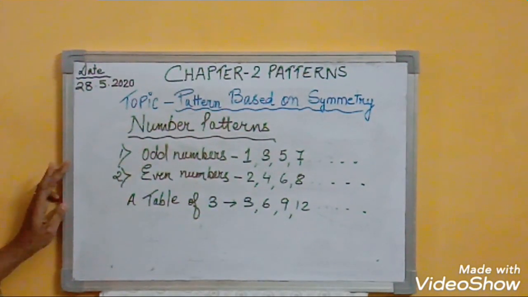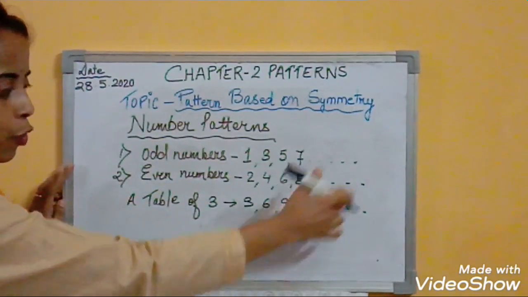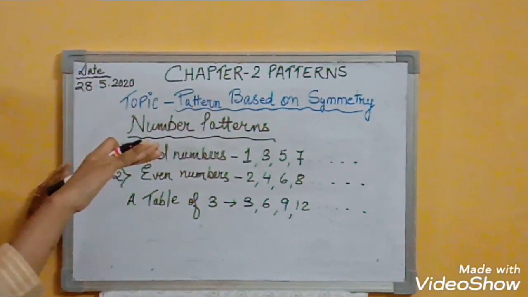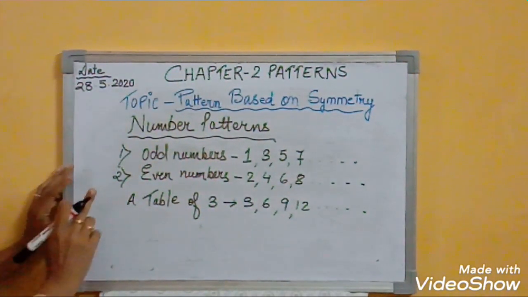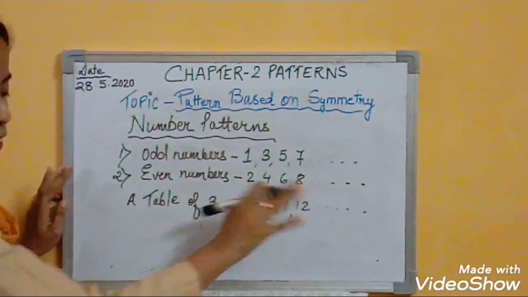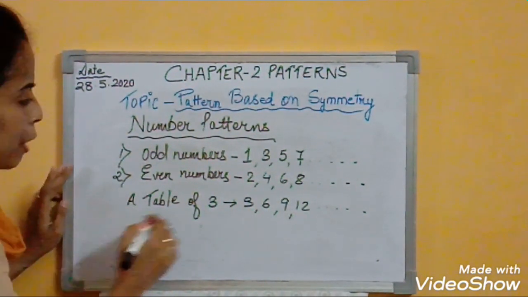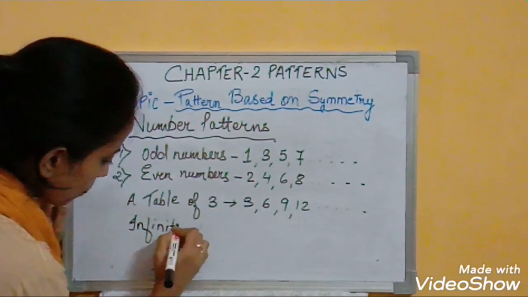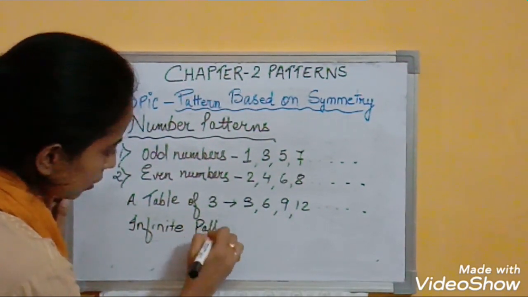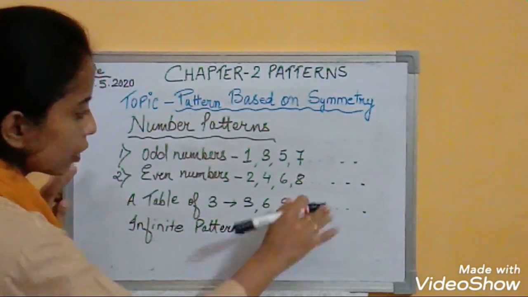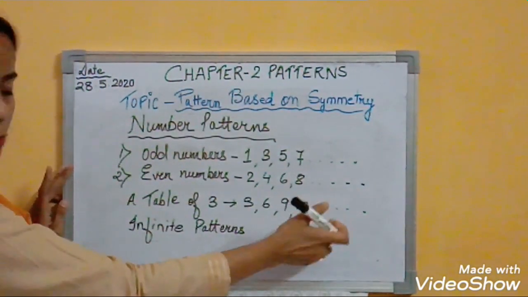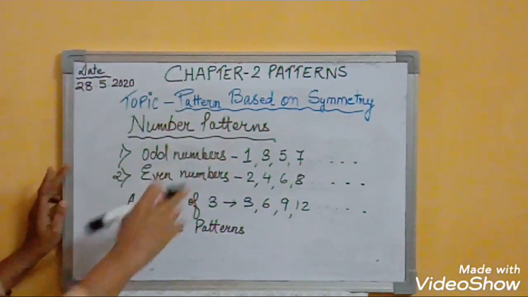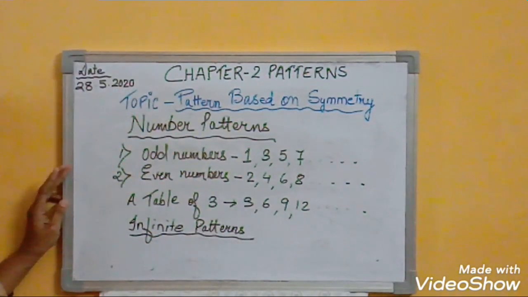And it can go endlessly. 3 4s are 12, 3 5s are 15, 3 6s are 18, like this. Okay, it can continue. So, the patterns that go endlessly are called infinite patterns. Okay, so it goes endlessly, it goes continuously. That type of pattern that goes endlessly is called an infinite pattern.